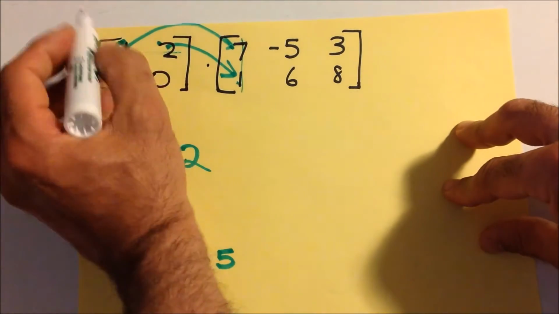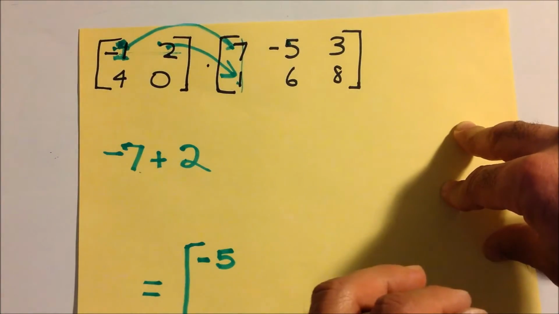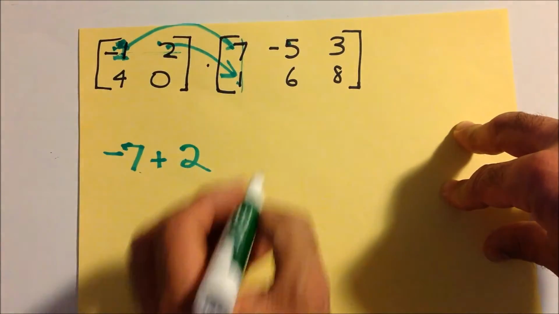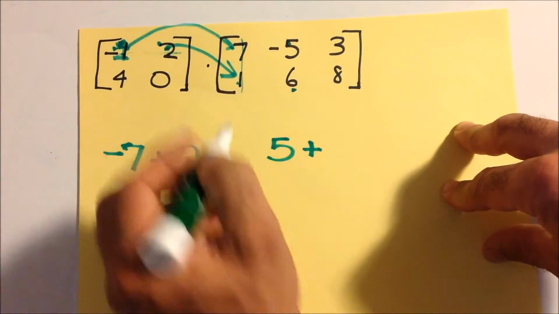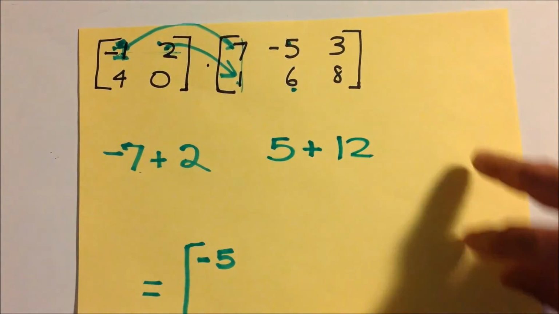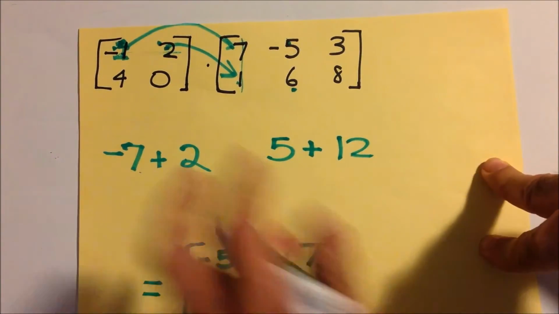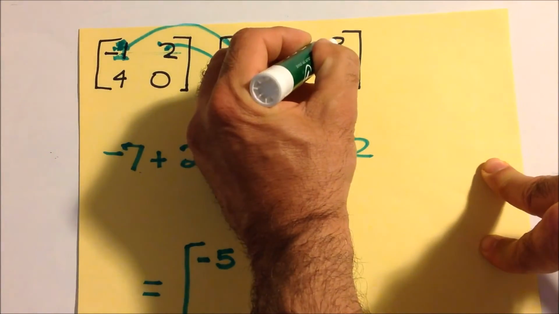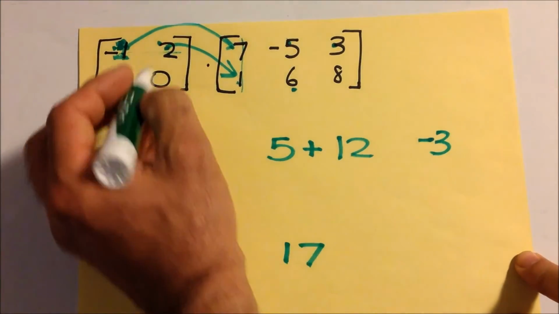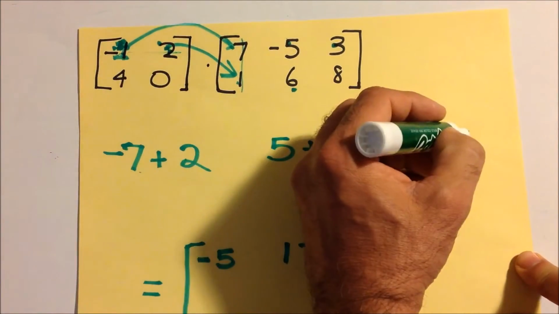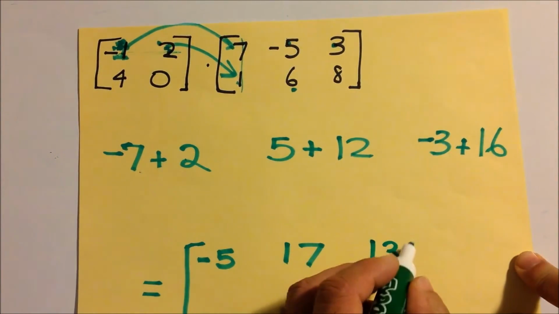And we do it again. -1 now times -5. -1 times -5 is 5, and we're going to add 2 times 6. That's 12. Now we have 17. We're not done yet. -1 times 3, that's -3, and 2 times 8 is 16. Now we have 13. We finished the first row.